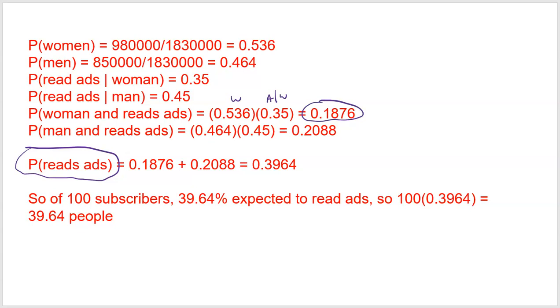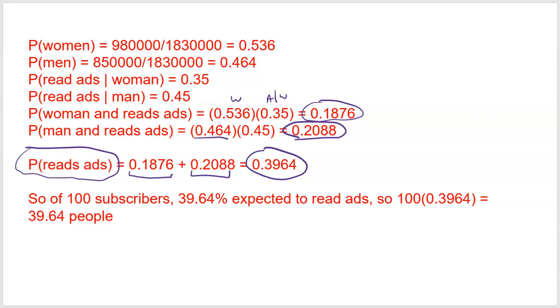Then I did the same thing for the men. So I had to find the probability that you're a man and you read the advertisements. So first you have to be a man, which is 0.464. Then of those men, the conditional probability that you read the advertisements is 0.45. Multiply that, we get 0.2088. So those are the two groups of people, women who read the ads and men who read the ads. So add those together because you can only be one. They're mutually exclusive. You can't be a woman and a man, right? So we're taking the women who read the ads plus the men who read the ads, add them together, we get 39.64%. So if we have 100 subscribers, that means we would expect 39.64% of them to read the ads.